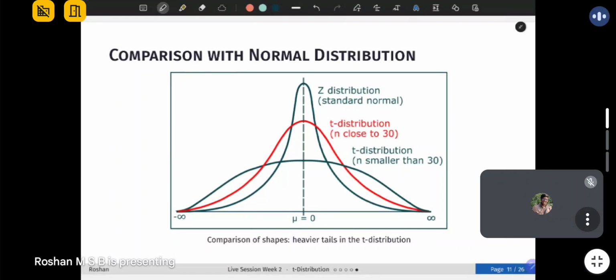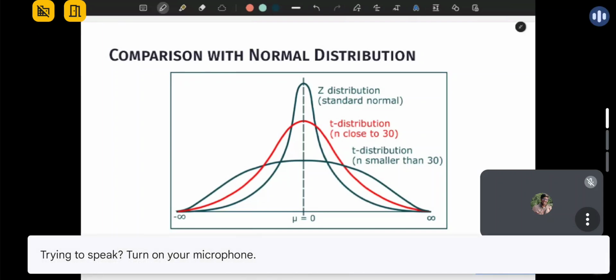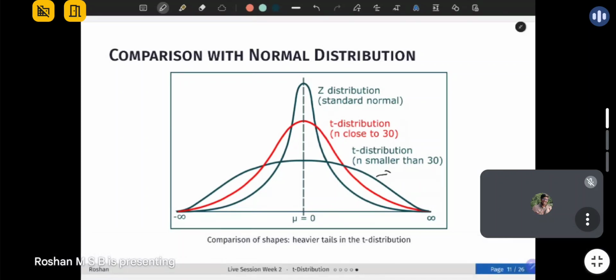This is another visual representation. As you can see, this is the t distribution when n is smaller than 30. And if it's very close to 30, you can see it almost approximates the normal, though it's not exactly the same. And as n keeps increasing, the degrees of freedom keep increasing, and this will approximately be equal to the standard normal distribution. This is the comparison between these two.